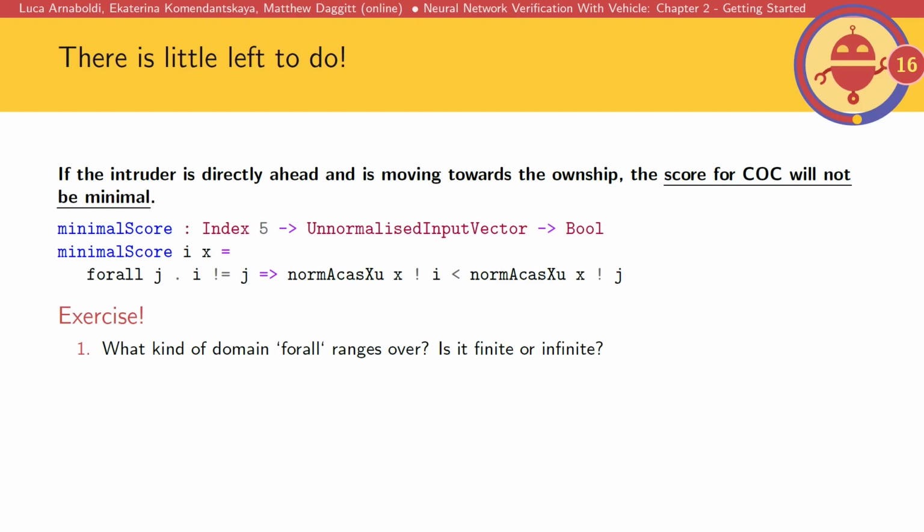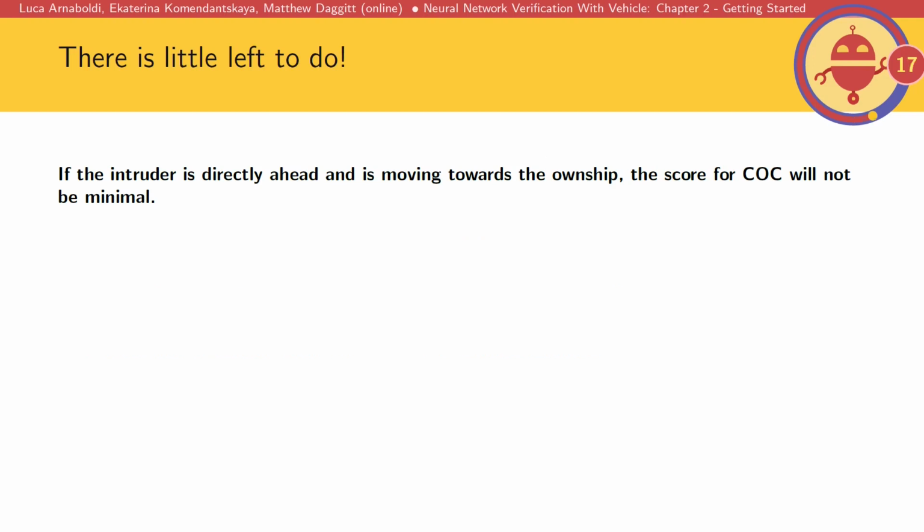Oh, that's an exercise for you. What kind of domain does this for all range over, finite or infinite? Finite? How do you know? Yeah, and the type is? Index, yeah, it is a natural number. Okay, good.